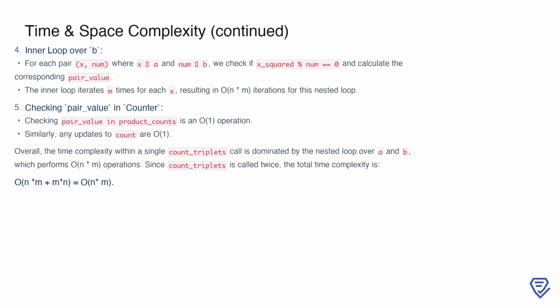After that, we use the counter to check if pair_value exists in the frequency table, which is an O(1) operation. Any updates to the count variable are also O(1). Since the operations within the nested loop dominate the overall computation, the time complexity of a single count_triplets call is n*m. Since we call count_triplets twice, the total time complexity becomes n*m plus m*n, which simplifies to n*m.